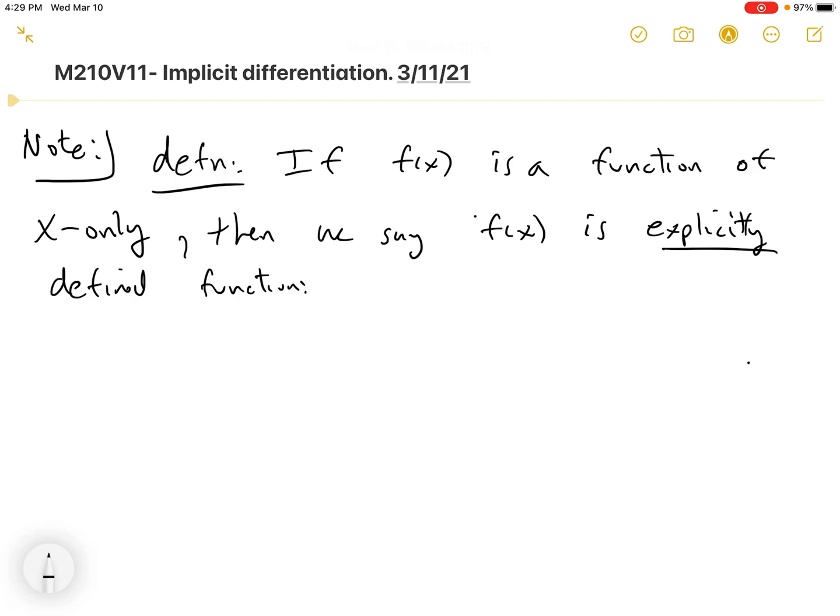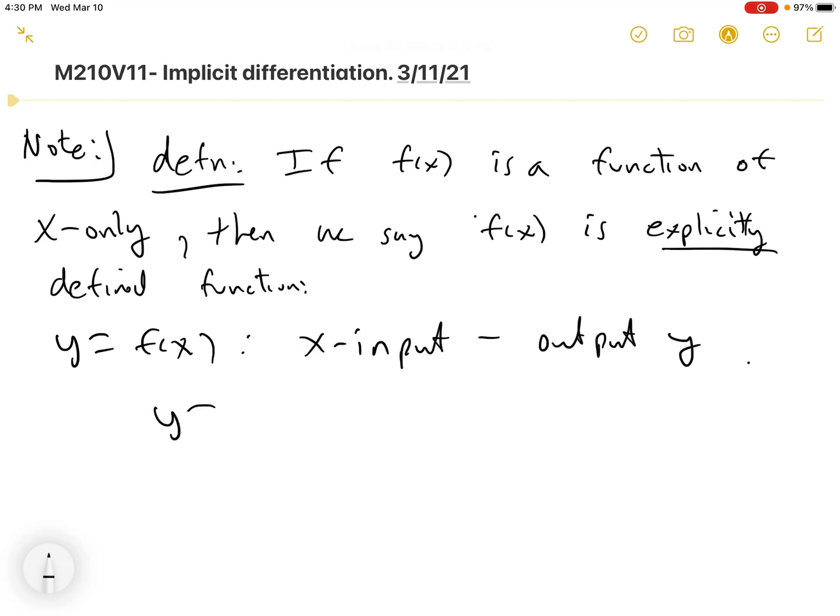When I say y equals f of x, x is the input, and for every x you input into the function, you output a y. When you graph it, you have something like this: y equals x squared plus 2x plus 1, which we're defining to be f of x. Everything over here either has an x or it's just a constant.